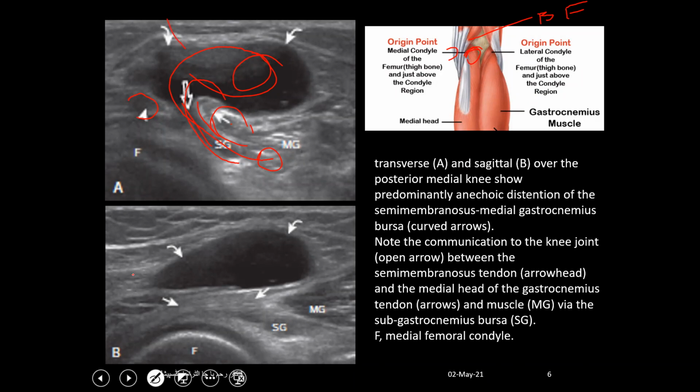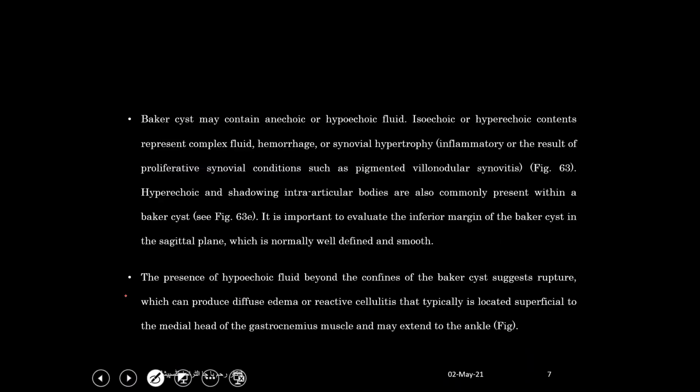And in long axis, you can see the extension of the bursa, and this bursa can get larger and larger to such an extent that it can reach the mid part of the calf muscle. Baker cyst may contain anechoic or hypoechoic fluid; isoechoic or hyperechoic contents represent complex fluid.